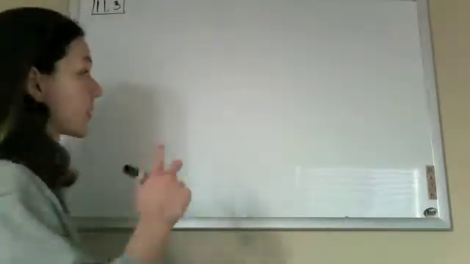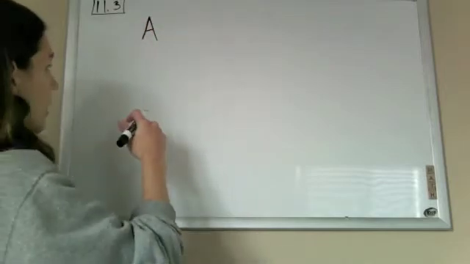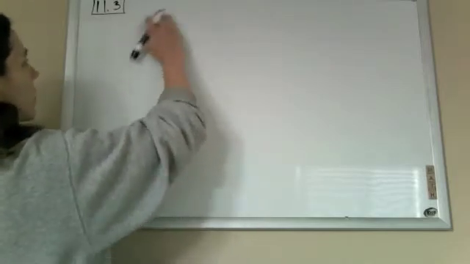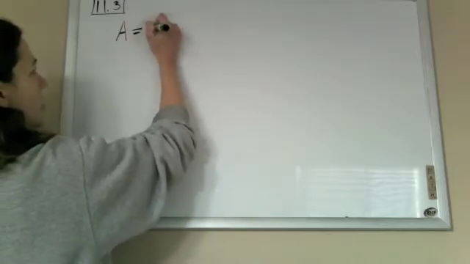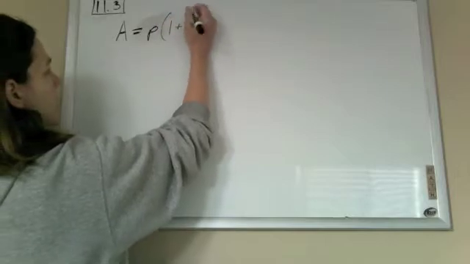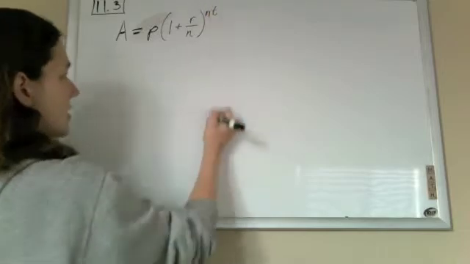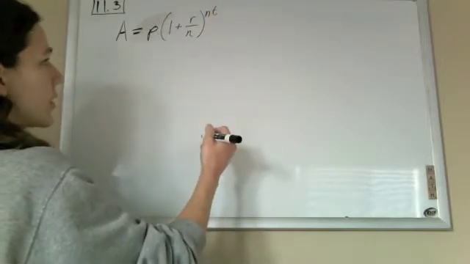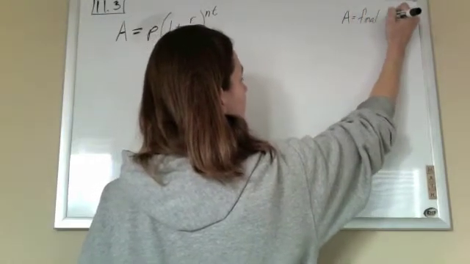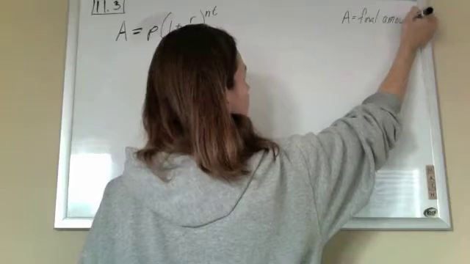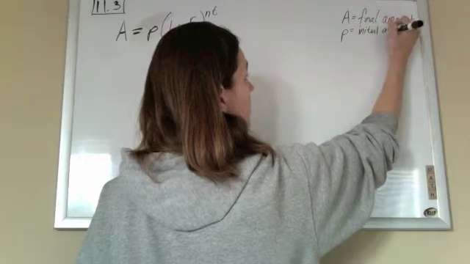We're going to be using two formulas in this chapter. They both look pretty much the same. Your first one is that the final amount will equal the initial amount times 1 plus r over n to the nt. So in all these formulas, A stands for the final amount, P stands for the initial amount, for principal.